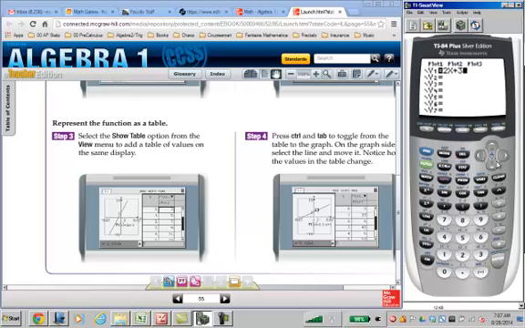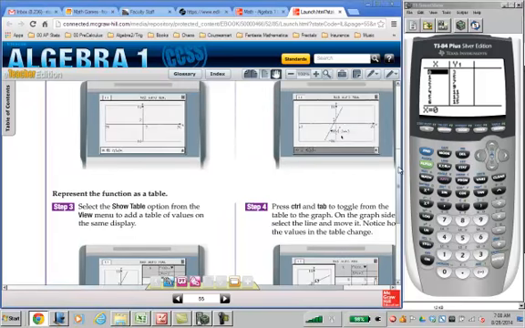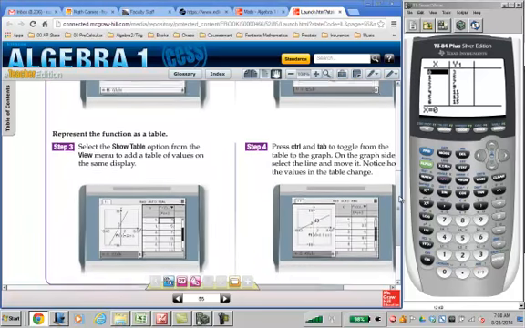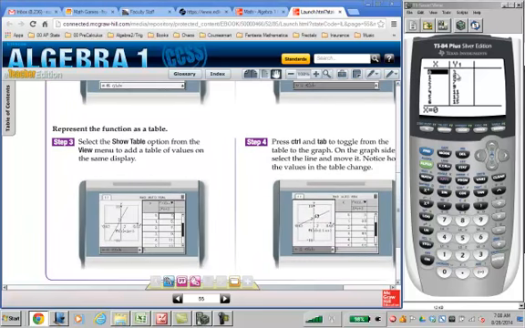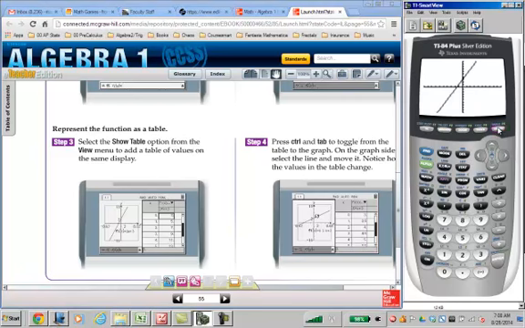Now, we want to look at the table for this graph. If I want to look at the graph, I hit graph, and there's the line. But if I hit second and graph, then I go to the table. And here's the table right here. So when x is 0, the function is 2x plus 3, here's the y-intercept. Let's look at the graph real quick. Okay, there's the y-intercept. Y equals 3. Okay, let's go back to the table.